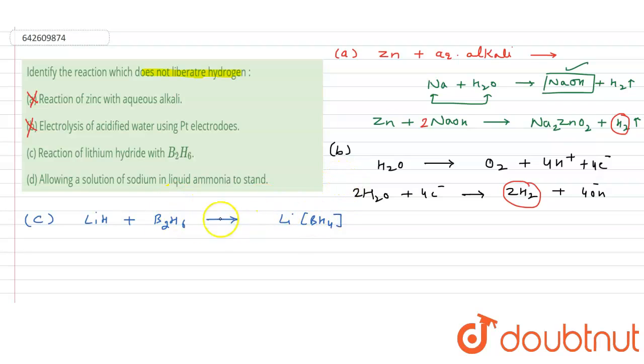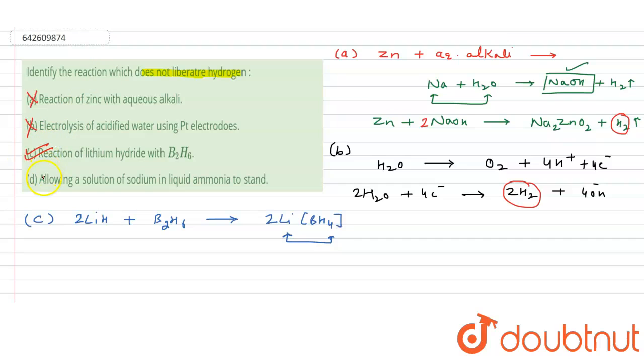Now if you want to balance it, you can see there are 2 borons, so you have to multiply by 2, and that means there are 2 Li's. Now the equation is balanced. In this reaction, only this product is forming, so there is no evolution of hydrogen. I can say hydrogen is not evolving in this reaction, so this can be our answer. This statement, or you can say this option, is correct.